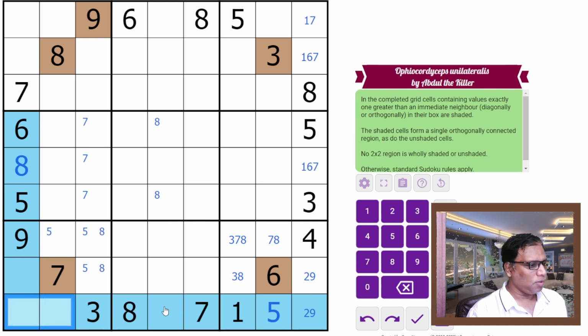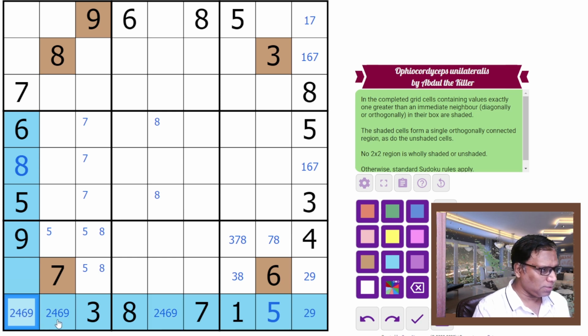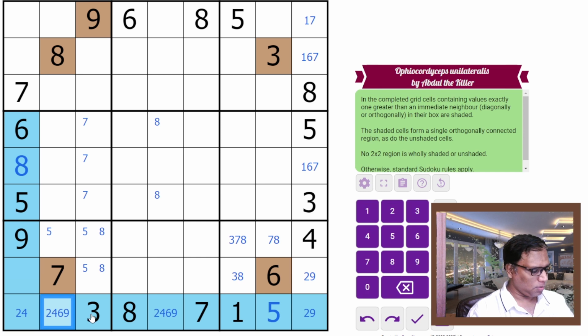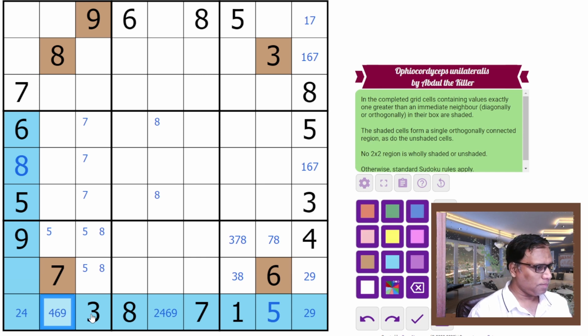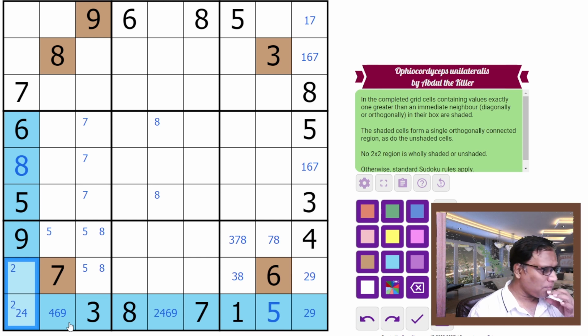Now let's just put all these in. So that's 1, 2, 3, 4, 5, 6, 7, 8, 9, 2, 4, 6, 9. That's not 6 or 9. That's 2 or 4. Yeah, that can't be 2, because now 3 will be dark. So we know that 2 is there now. And look, 2 is light.